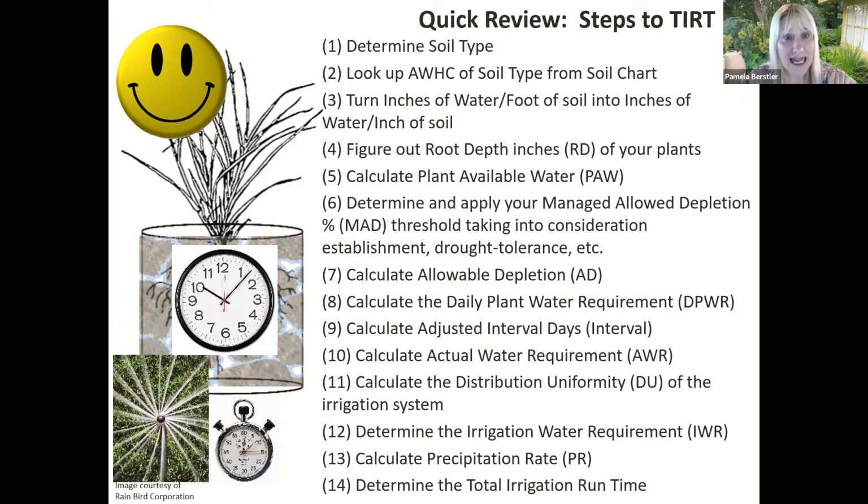Meanwhile, the plant is in fact taking water out of the soil. It is every day taking the daily plant water requirement out of the soil. And at some point, the sum of the amount of water that it's taken out of the soil is going to be equal to the allowable depletion. So we take the allowable depletion and we divide by the daily plant water requirement, and that tells us the interval between irrigation events. How many days between the irrigation events?